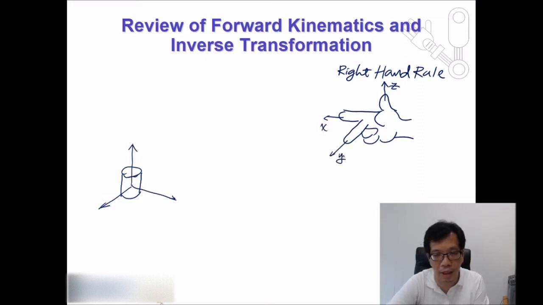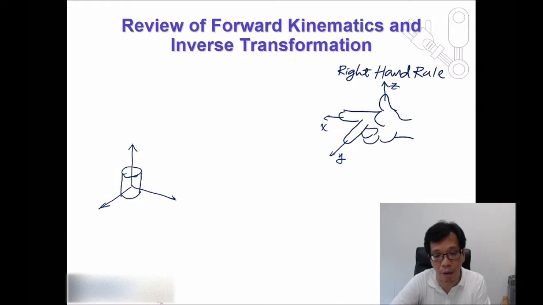You might see that I have x1, y1, z1. Is this rule going to be followed by every coordinate system? The answer is yes. It doesn't matter whether you are dealing with a robotic system or with animation. This is always a rule we're going to use.